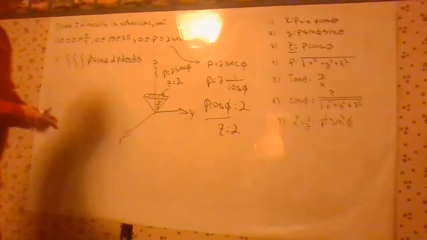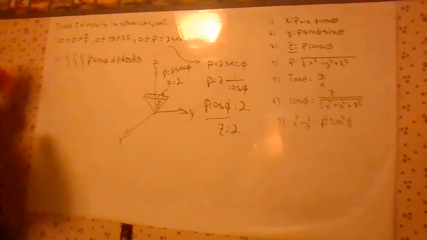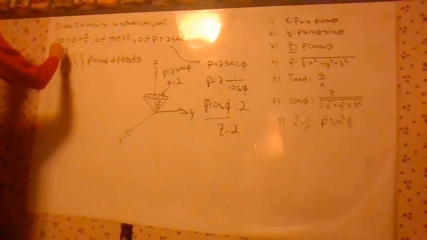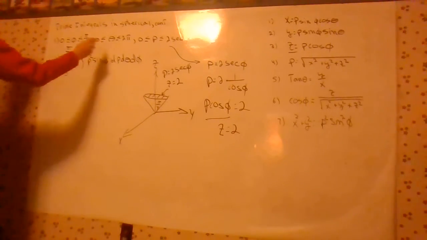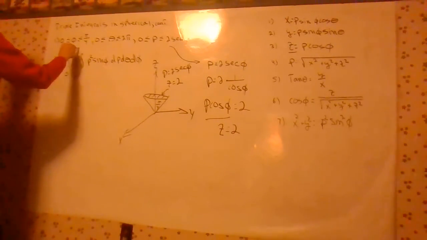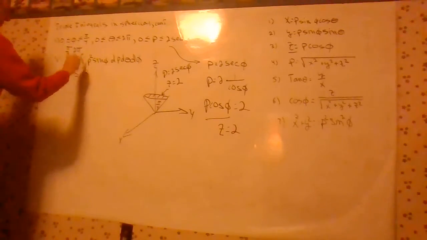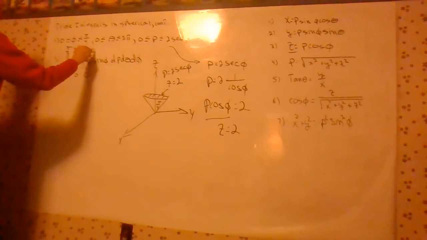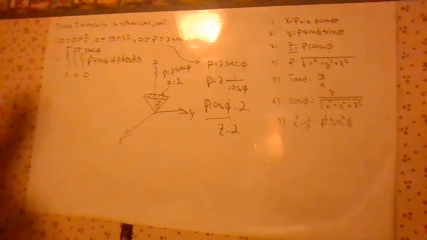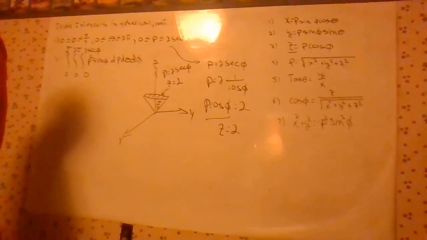So that's the surface. How do we set up the limits? Phi goes from 0 to pi over 4, theta from 0 to 2 pi, and rho from 0 to 2 secant phi. We'll eventually get around to evaluating one of these, but for now we'll just leave them.